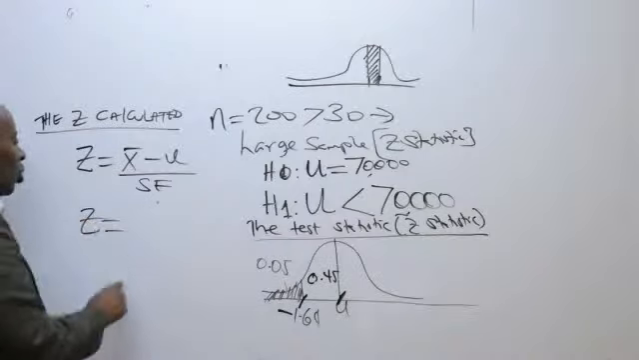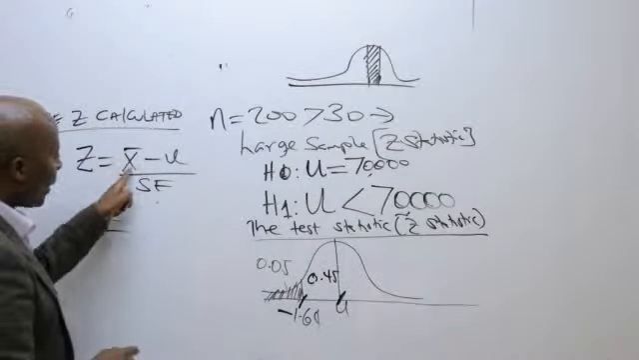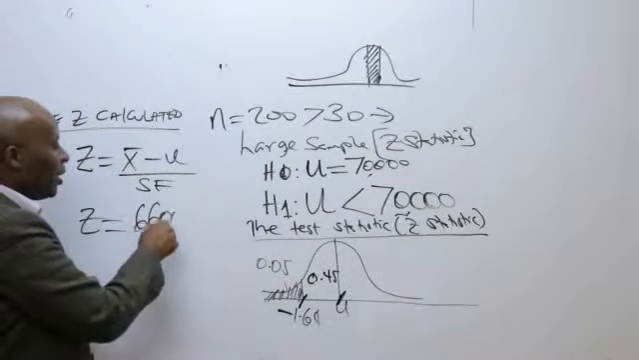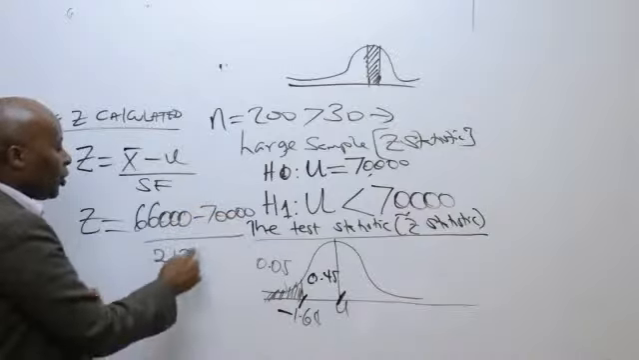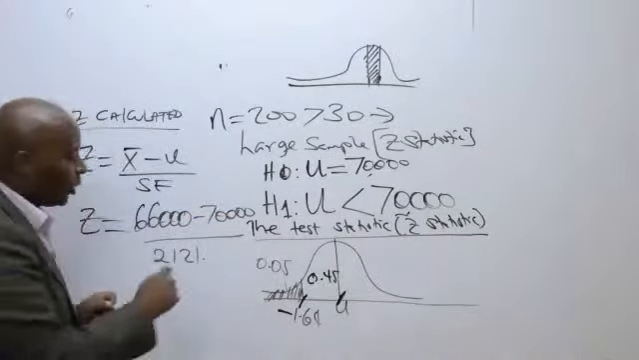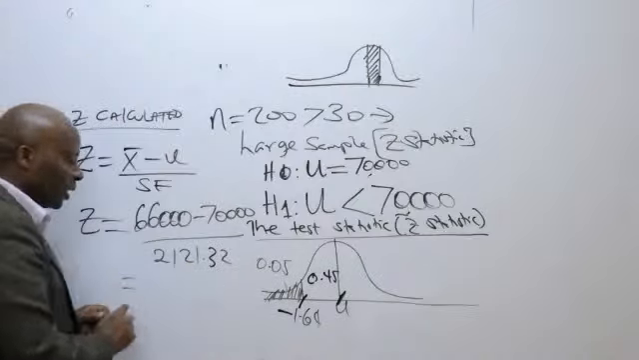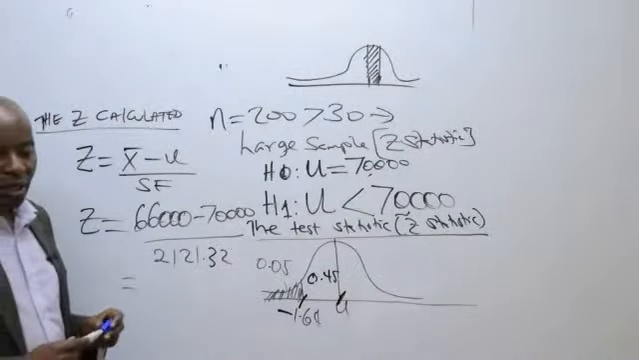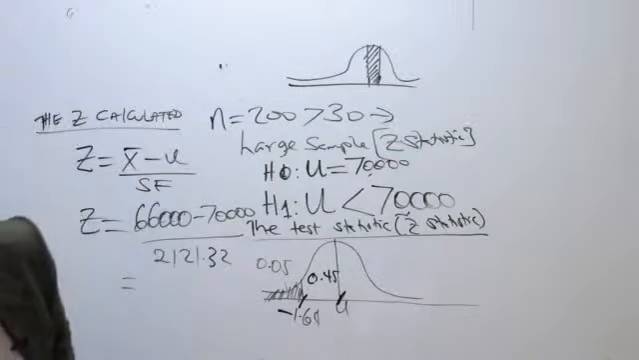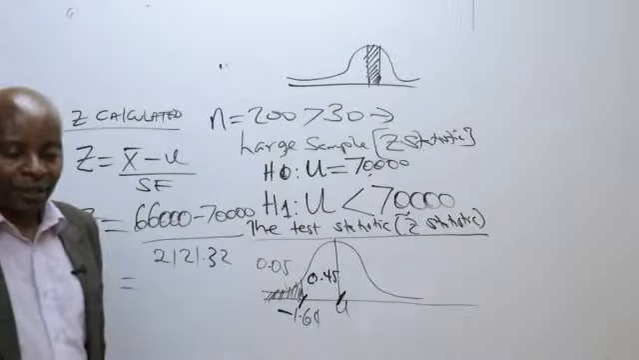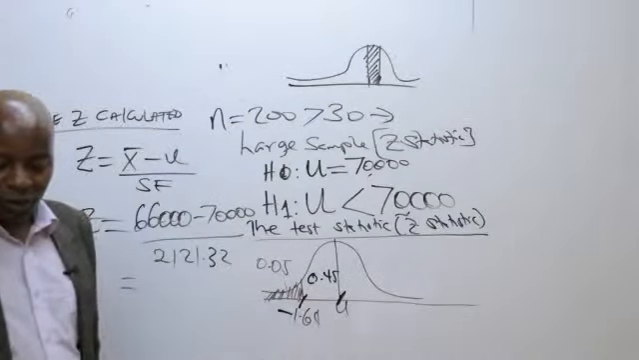So my Z-score: the sample mean you told me is 66,000, minus the mean of 70,000, all over this 21.32. So could you kindly give me this Z value? My Z value will be equal to what?